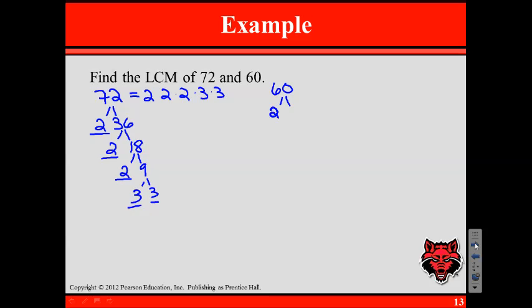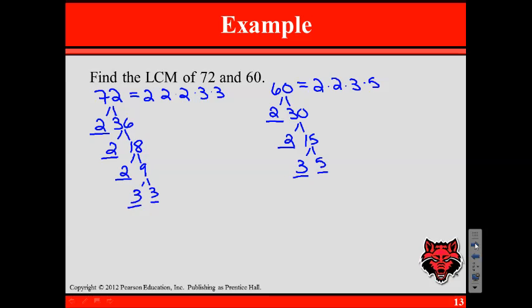We divide by 2 and we get 30. Still underlining my prime numbers. 30 divided by 2 is 15. 15 can't be divided by 2, so we divide by 3. 15 divided by 3 is 5, and each of those numbers are prime. So the prime factorization of 60 is 2 times 2 times 3 times 5. That's step 1. Now this is step 2, which seemed a little wordy as we looked at the slide.